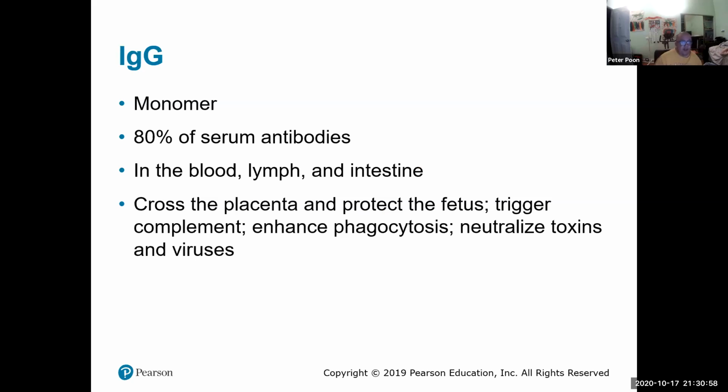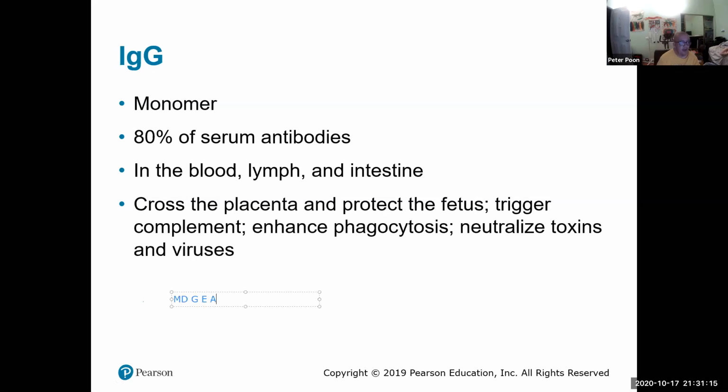So the 5 different types of antibodies. The mnemonic: MDs give everybody aspirin. So that's the mnemonic. I'm going to talk about them in order because they actually make sense in order. There's a reason why this is a mnemonic actually.